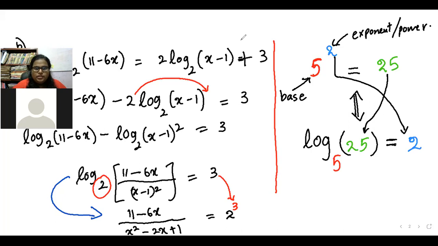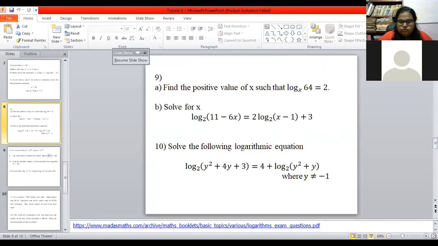I'm going to share the next question with you. This is the 10th question of our tutorial. Right, here also we have to solve a log equation. Here our variable is given in terms of y, and it is log base 2 of y square plus 4y plus 3 equals to 4 plus, it is same as this one. So we'll try to solve this one here, right? Okay, then let me share the whiteboard.